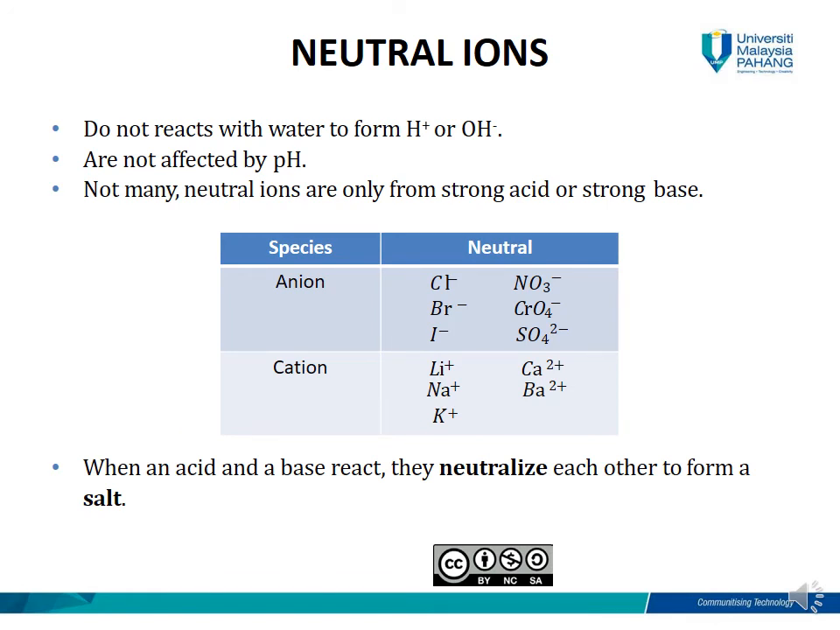Okay, what about for neutral ions? In any case, neutral ions are not affected by pH, and they do not react with water to form H plus or OH minus. So neutral ions are only from strong acid or strong base. It is not many. So here is the example of the neutral ions. Basically, when an anion combines with a cation, it will form a salt. So this is what we call a neutralization titration.